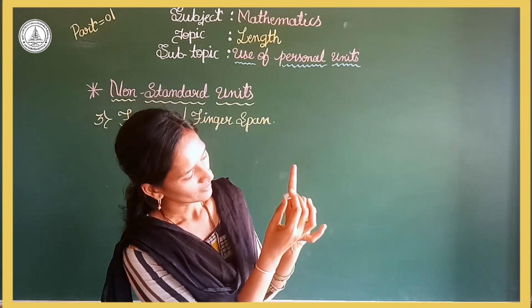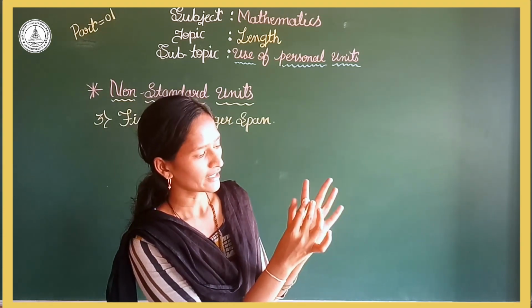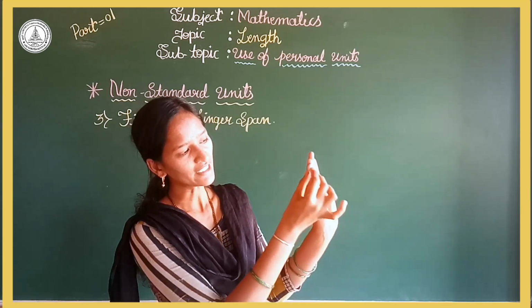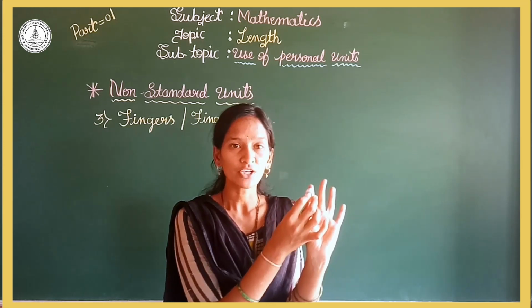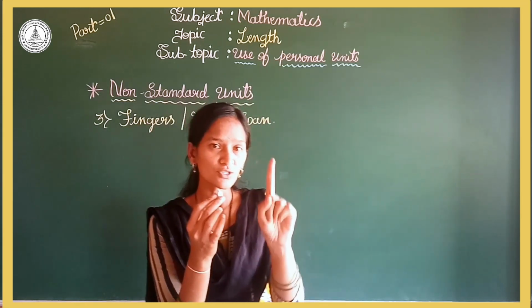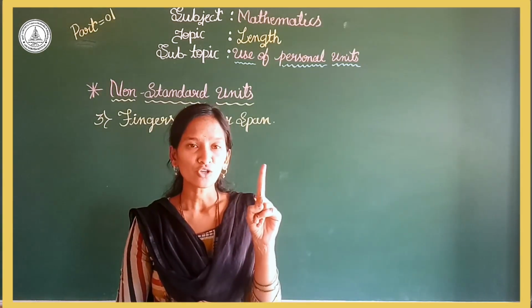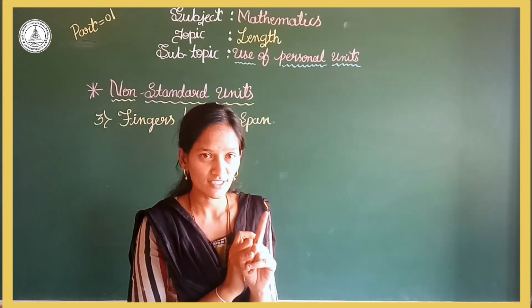From here to here, this is 1, right? Next, once again, from here to here, it is 2. See here, 2 erasers are equal to the length of this 1 pointer finger, right? The length of this pointer finger is equal to 2 erasers, right?